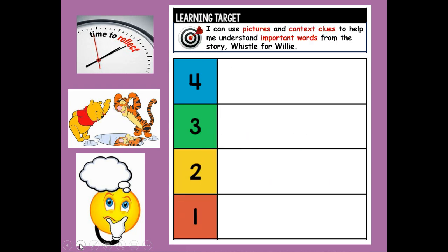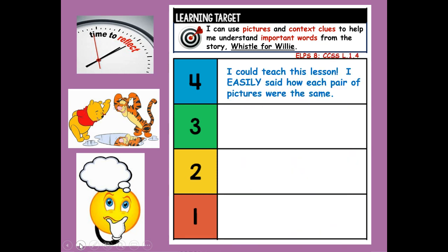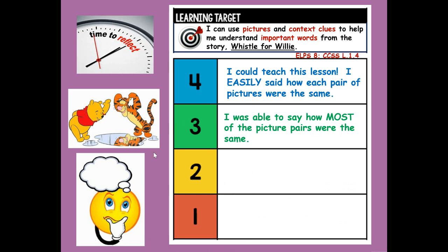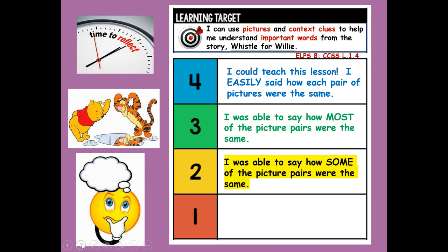At the top of your paper, I want you to reflect on your learning. I can use pictures and context clues to help me understand important words from the story, Whistle for Willie. So, would you give yourself a 4? I could teach this lesson. I easily said how each pair of pictures were the same. Or would you give yourself a 3? I was able to say how most of the picture pairs were the same. Or a 2? I was able to say how some of the picture pairs were the same. Or a 1? I was not able to say how any of the picture pairs were the same.